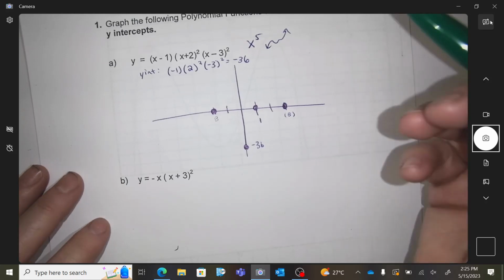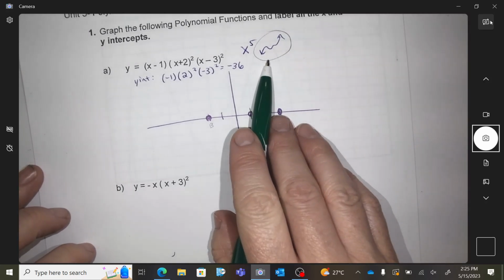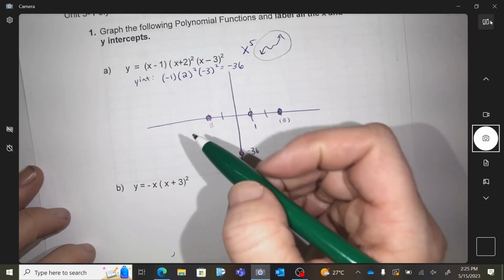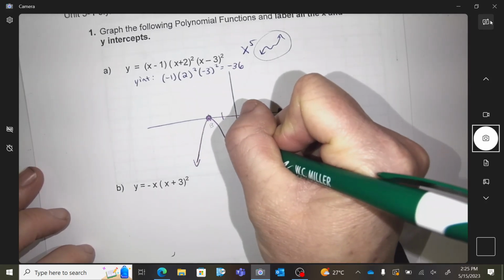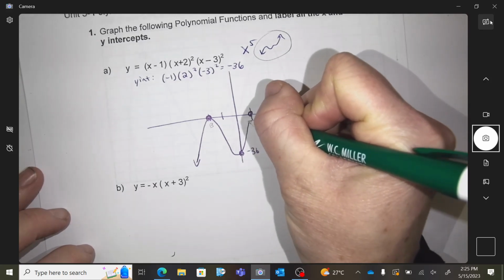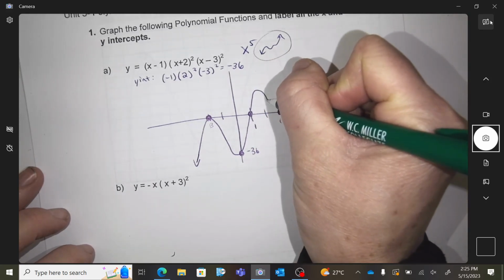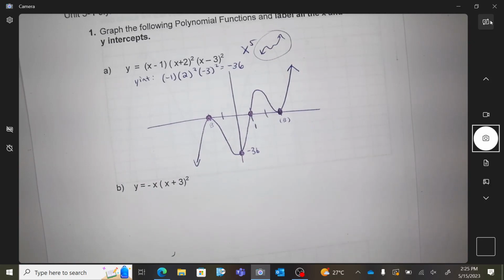So remember how I started out here? I knew my arrow was down. So the arrow is down. It's going to come up here, bounce. Has to go through, bounce. Remember, it has to land going up at the end.